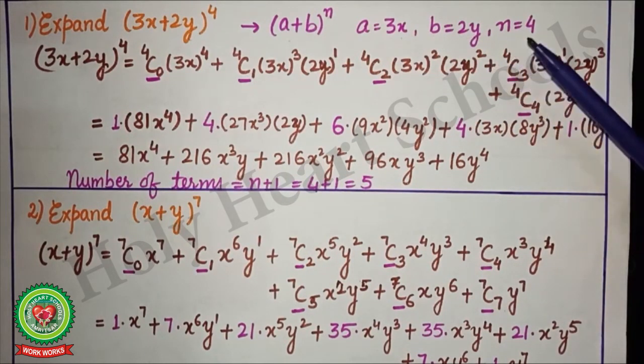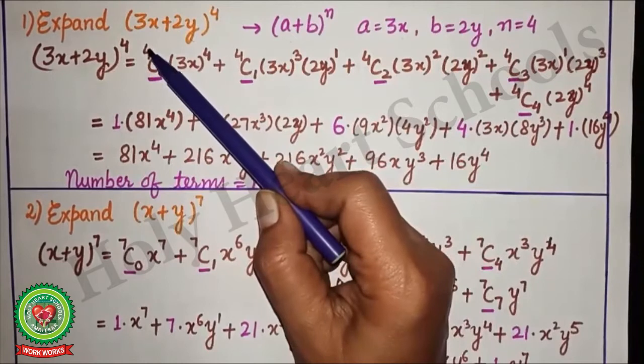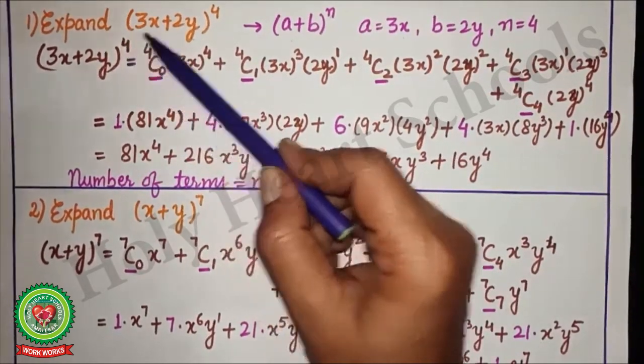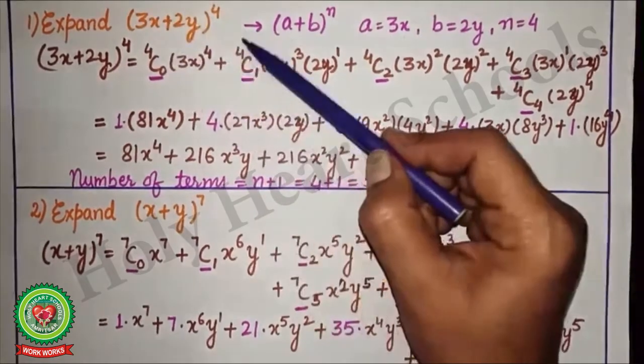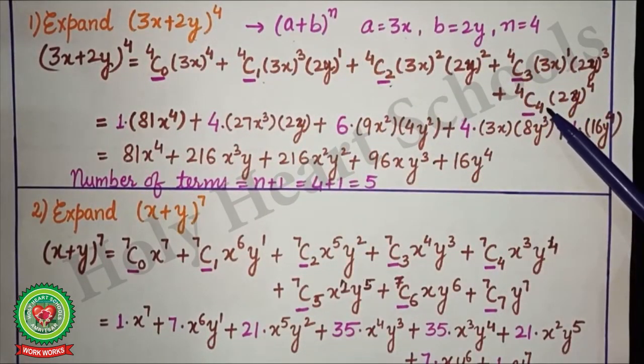Now, we have to use these values in the formula. So, for writing the binomial expansion formula, we will do it step by step. First is write down coefficients only. So, it will be n is equal to 4. So, write down 4c0, 4c1, 4c2, 4c3 until 4c4.